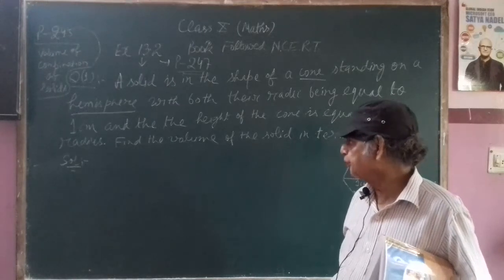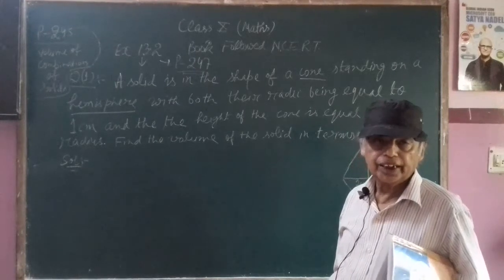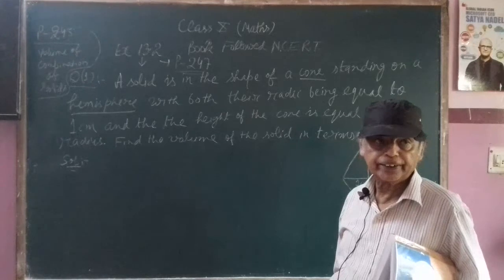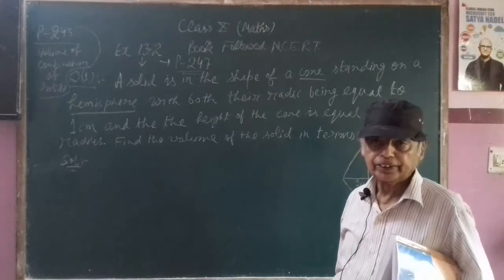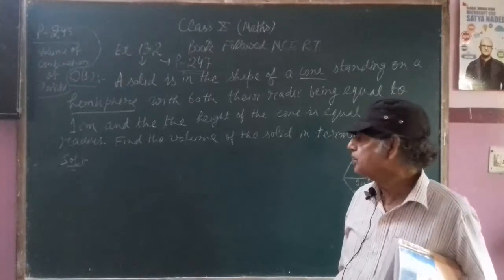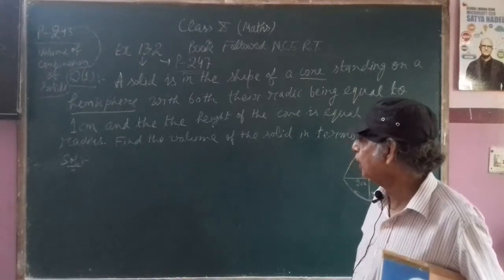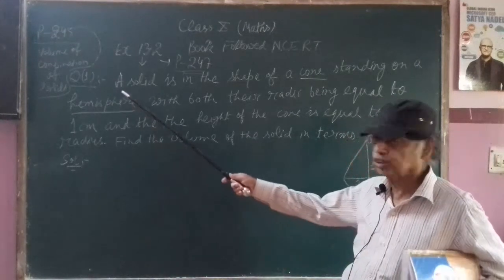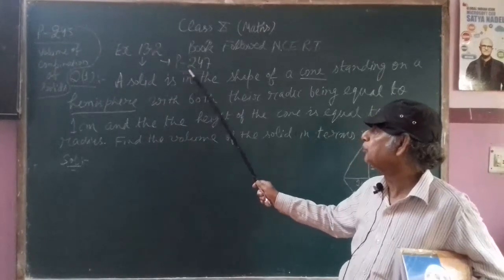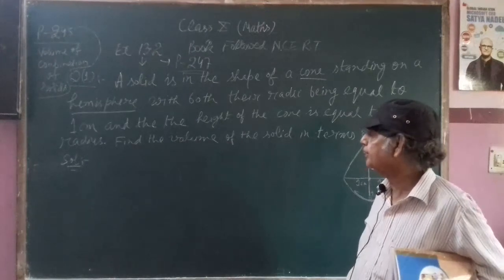Now you have to read the question several times and try to understand the problem, and then make the correct figure. After reading it twice or thrice and making the figure, you can solve it easily. Now I am reading question number 1 of exercise 13.2 on page number 247. Take out your books and read the sum.